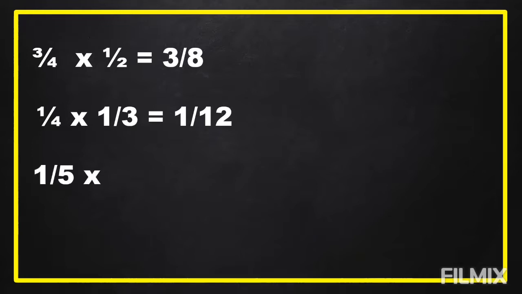Another example, 1/5 times 1/6, the answer is equal to 1/30. Okay, 1 times 1, the answer is equal to 1. 5 times 6, the answer is equal to 30. So the answer is 1/30.